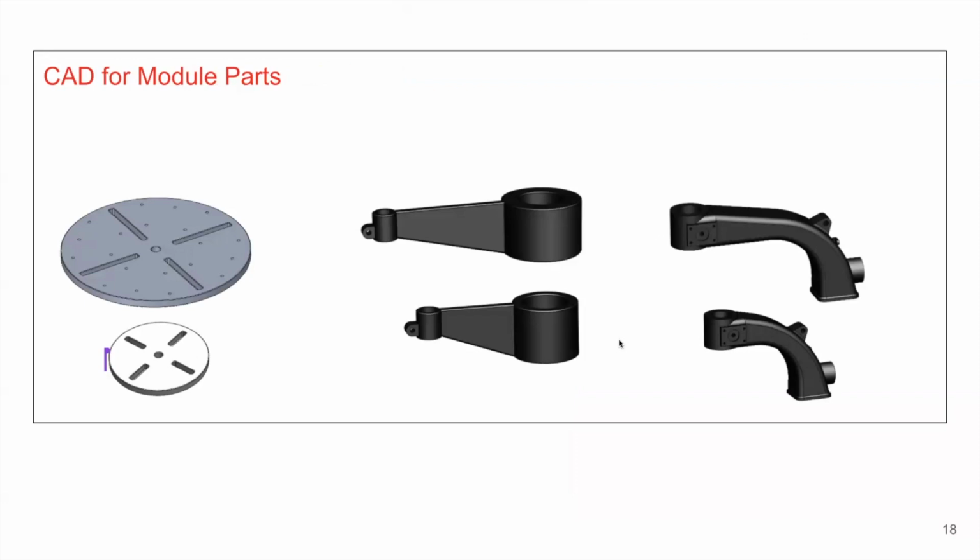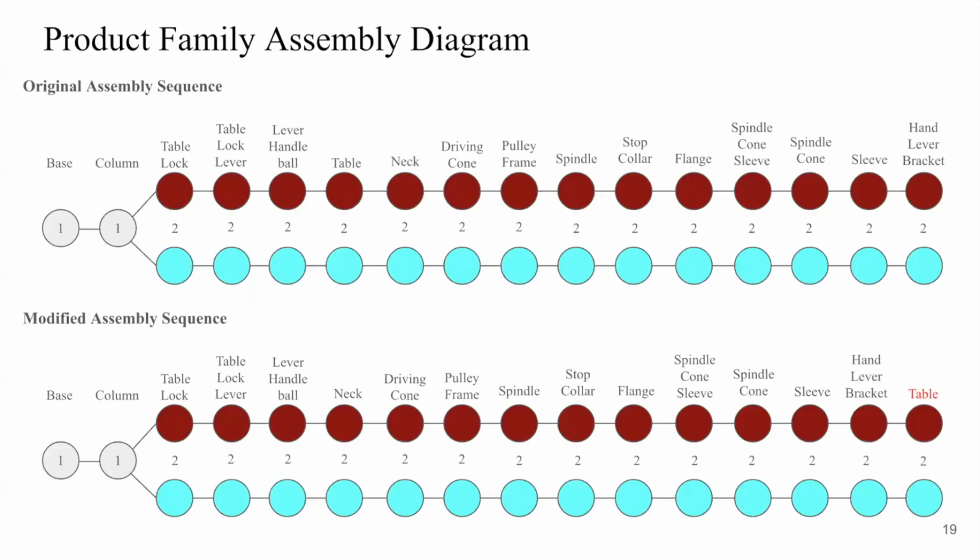This slide shows the total assembly of the 2 different CAD modules for the parts table, neck, and table lock, showing the differences in size and difference in ability to hold parts. The table primary CAD is larger in size with additional holes for mounting. The neck and table lock primary CAD is larger in size with no additional changes. This is the product family assembly diagram.